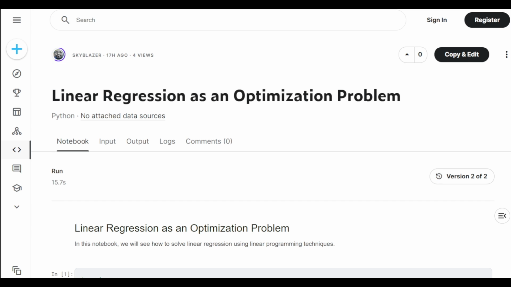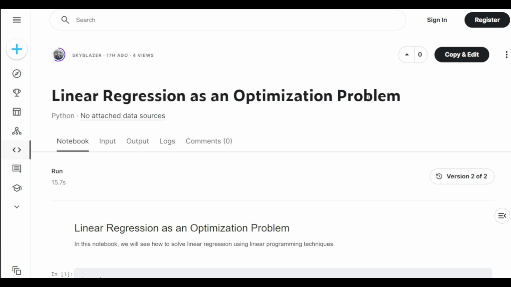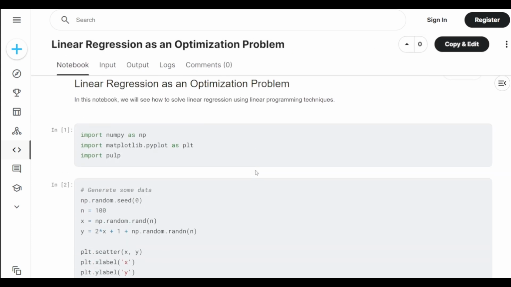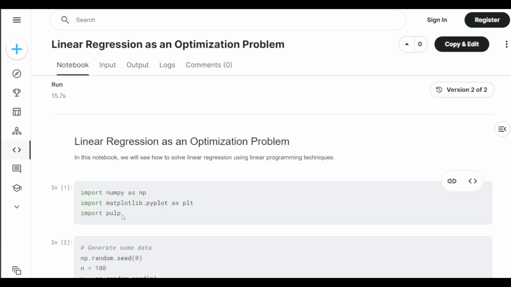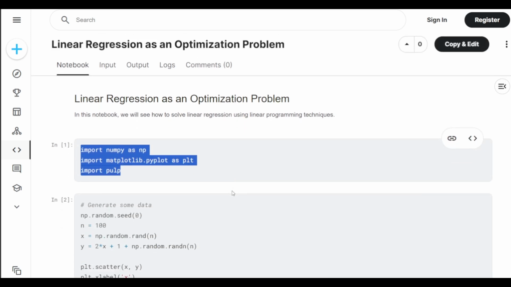Hello everyone. In today's video, we'll try to solve a linear regression example. We'll model this linear regression example as an optimization problem. And let's get right into it. The first block here, we will import a few libraries. It's NumPy, Matplotlib, and Pulp.